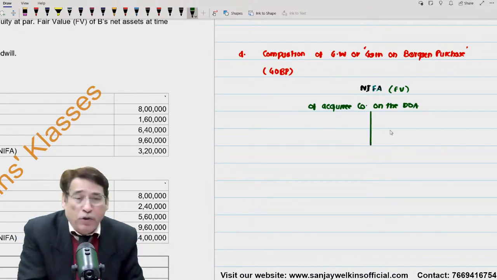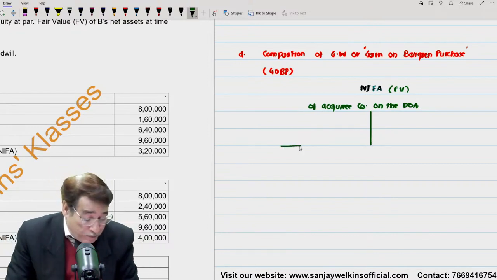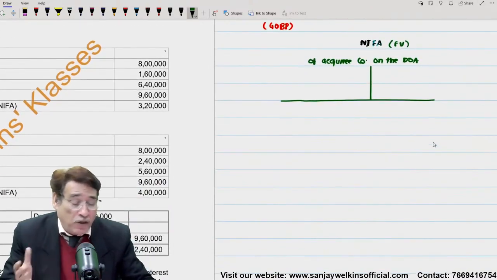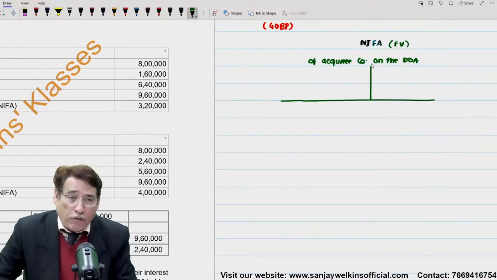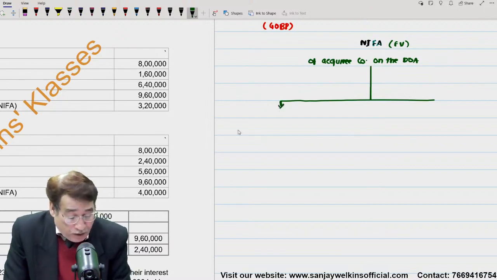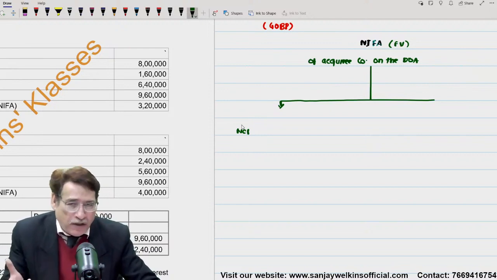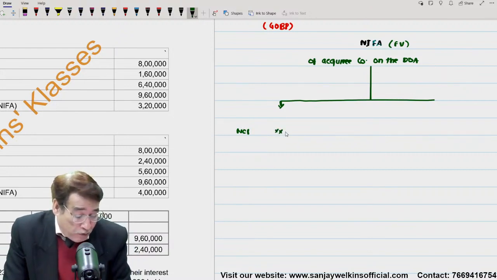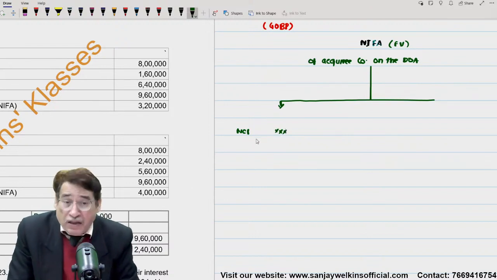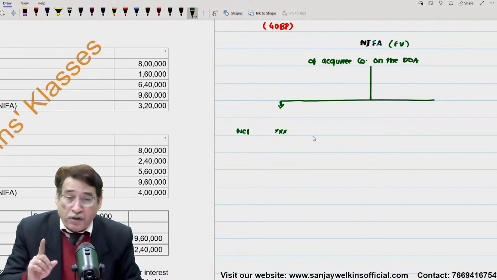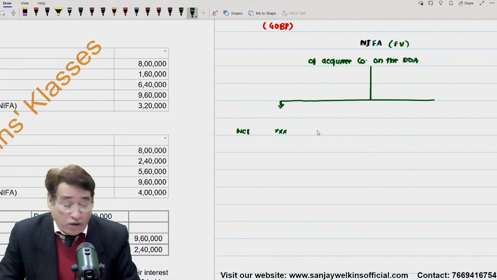Out of that, all you have to do is to pluck out the share of NCI, as I did earlier. In order to do the computation of goodwill or gain on bargain purchase, simply take into account the NIFA on the date of acquisition, and then find out the NCI. You can find out the NCI as per the directions given in the question, or as per your own discretion. You can compute NCI either through the PSNA basis or through the fair value basis, but generally the direction is given in the question. Whatever methodology you apply, you will compute the NCI value. Once you have the NCI value, never ever commit the mistake of computing the acquirer share directly, otherwise it could land you in trouble. Is it clear to you?